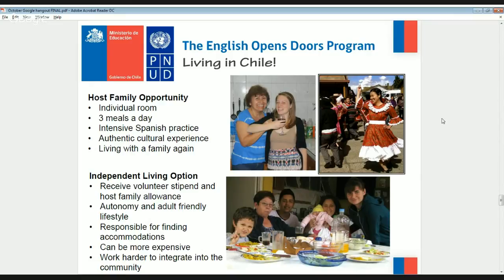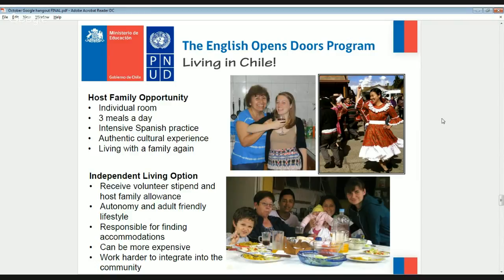Some points to consider is that living independently can end up being a bit more expensive depending on where you're placed within Chile and what the housing options are within your placement location. And as an independent volunteer, you will have to assume additional costs such as utilities and maybe security deposits and your rent, and of course your meals as well. So both of these living options are great and have their benefits and challenges, and we definitely encourage you to weigh them when deciding which option suits you best.